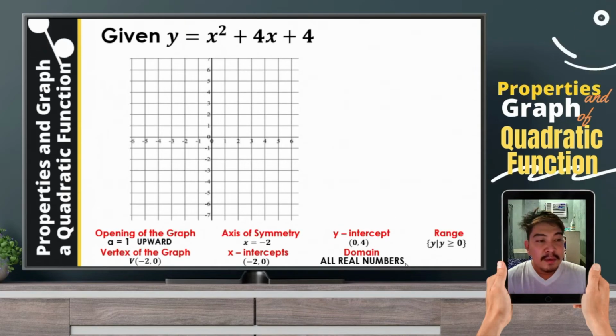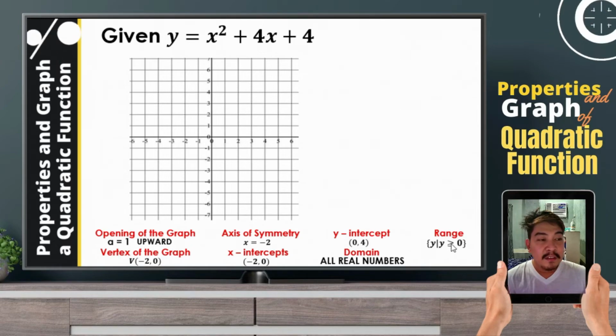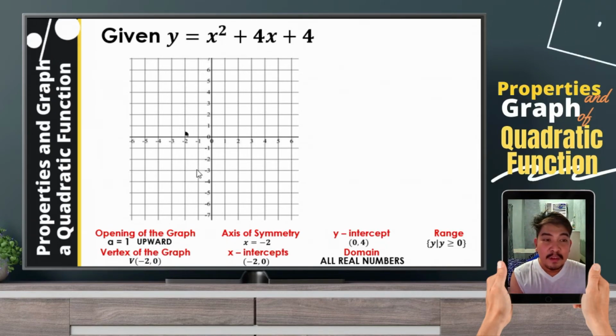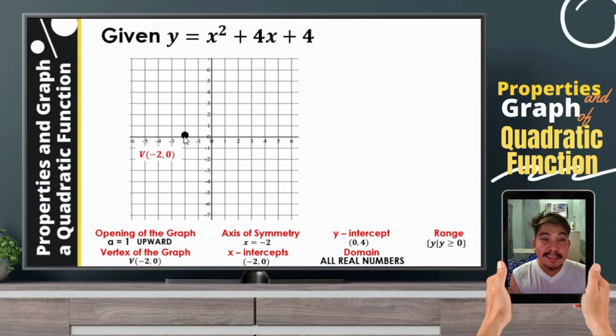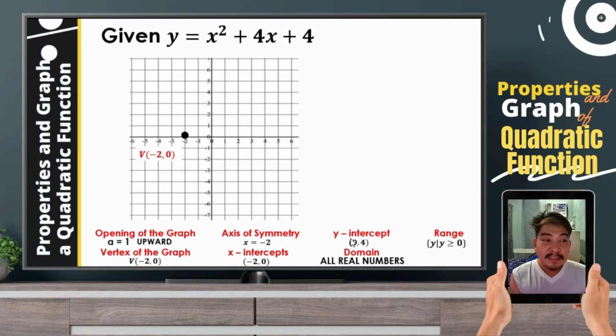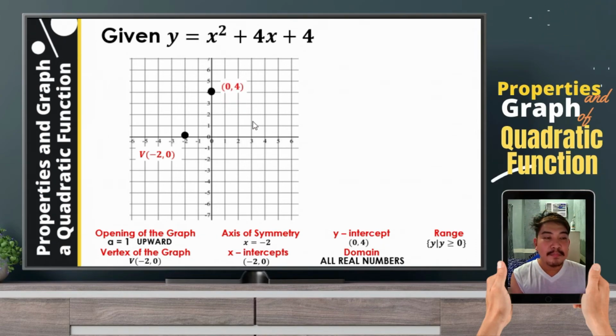So if you can see here, the domain is all real numbers and the range is y, such that y is greater than or equal to 0. Greater than or equal to 0 since the value of a is 1. Okay? 0 because the value of k is 0. Okay? So to graph, we need first the vertex of the graph. So that will be negative 2, 0. So this is the vertex. This is also the x-intercept. So the only point left is 0, 4, which is the y-intercept. So this is 0, 4.